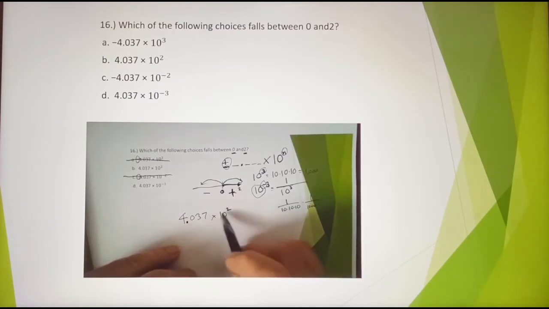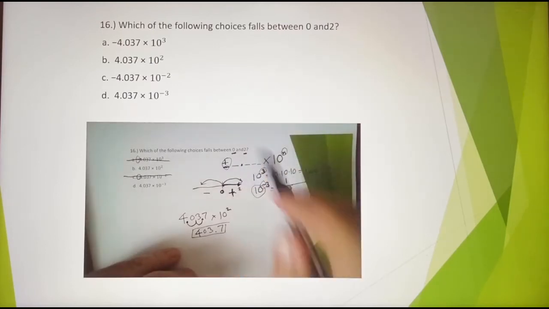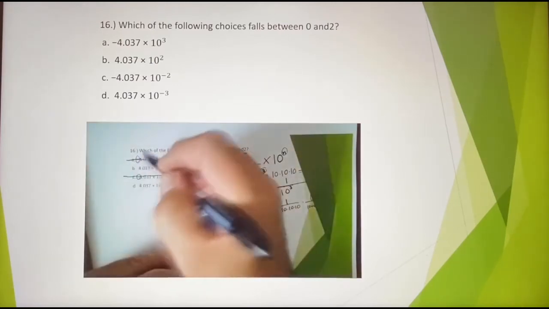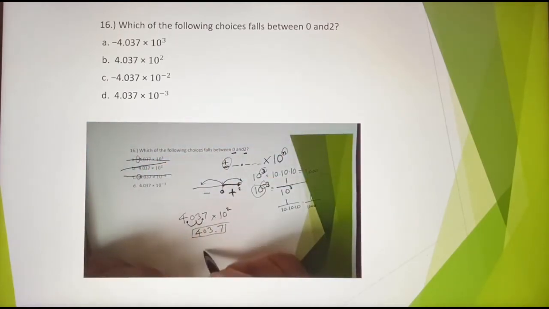Right? So our decimal place is here. We've got to move it to the right 2 places. 1, 2. So this is 403.7 is what that number actually is. All right? Well, is 403.7 between 0 and 2? No. So we can cross out that one. So by process of elimination, it's likely going to be D, but let's check it just so we know the process.